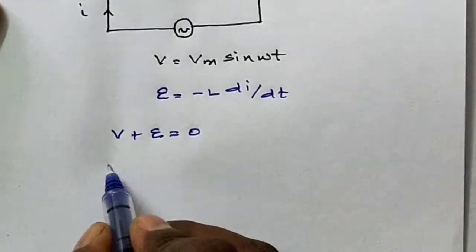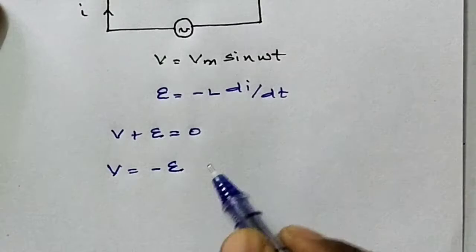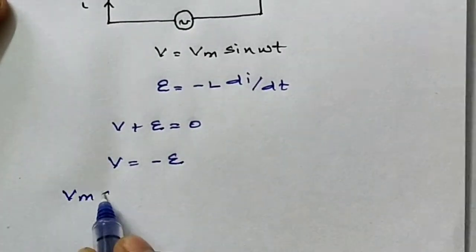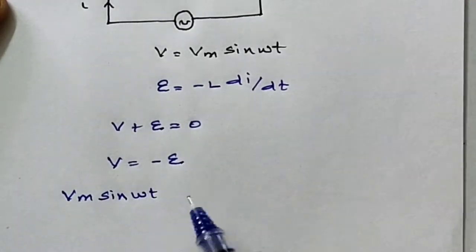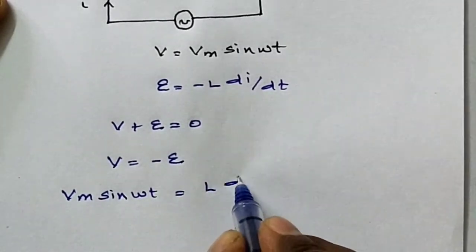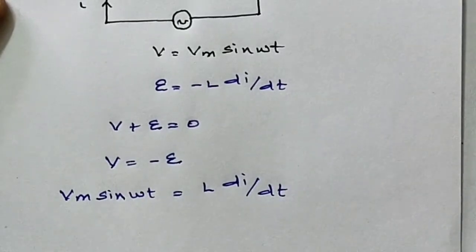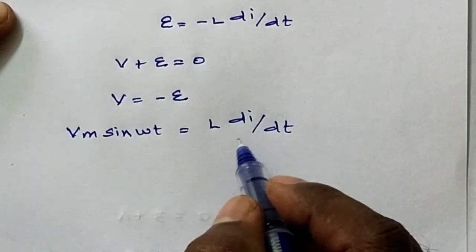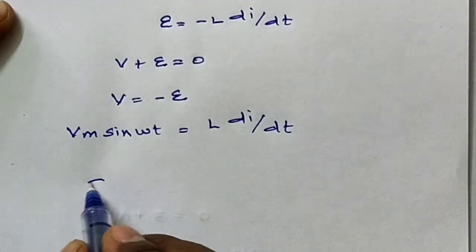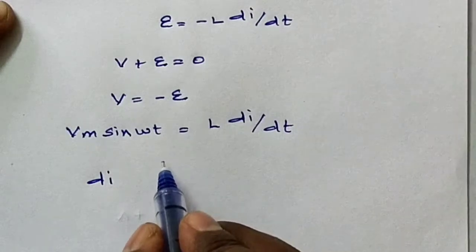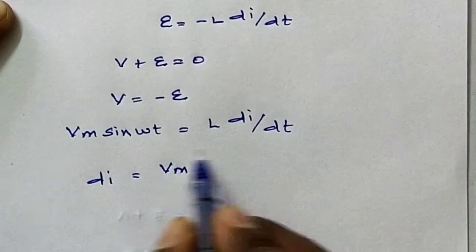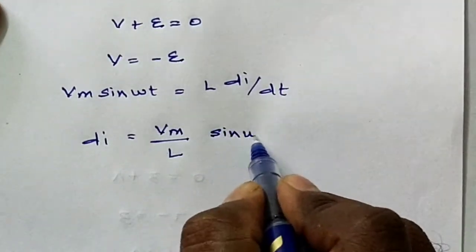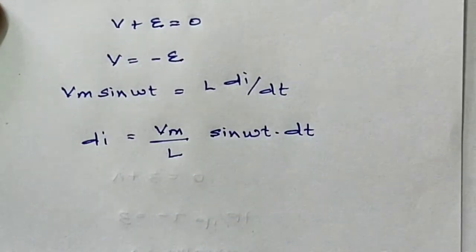Now take the EMF to the other side, so it becomes minus the EMF, and minus into minus gives plus. Substituting the value, Vm sin omega t is equal to L di by dt. Here di is the instantaneous alternating current. Rearranging the equation, di equals Vm by L sin omega t into dt.